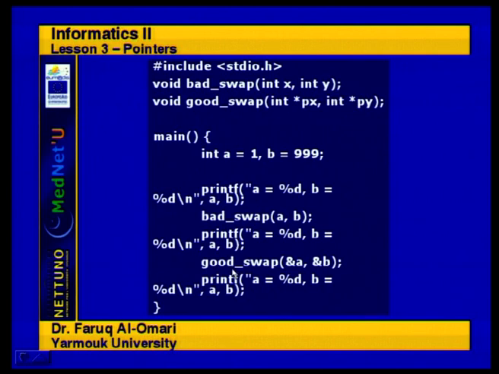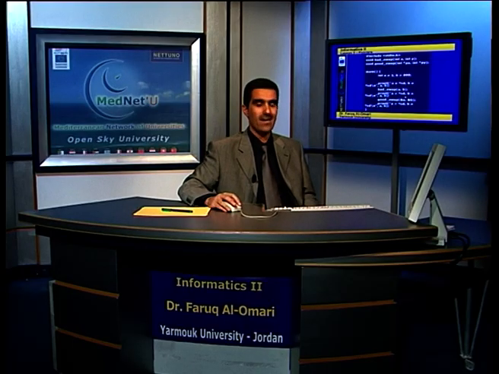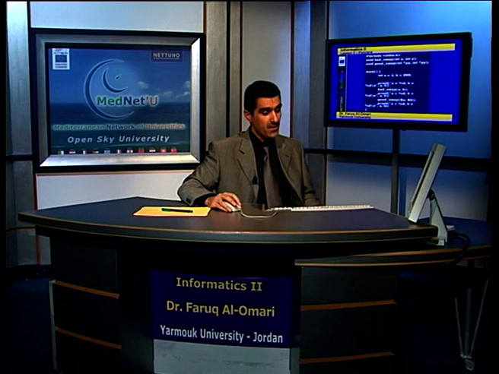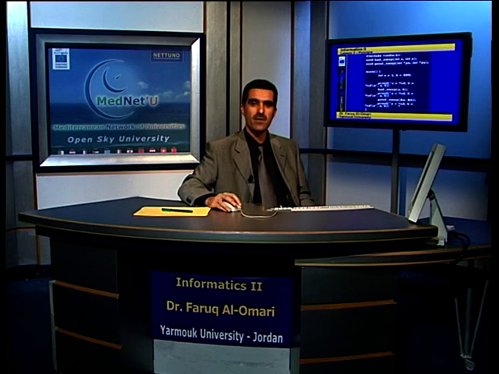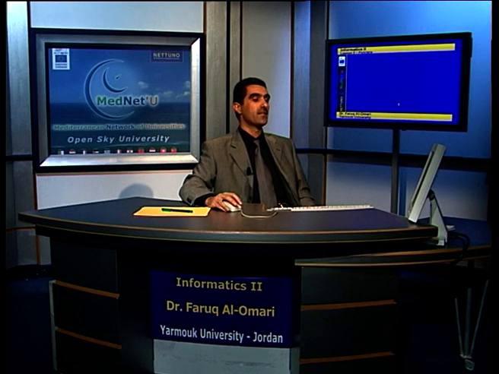And then after that, I'm going to call the second function, which I called good swap. But this time, instead of passing a and b, I'm passing the address of a and the address of b. So I'm passing pointers to this function rather than the values themselves. And then after that, I'm putting this printf display statement for a and b after the good swap function returns.